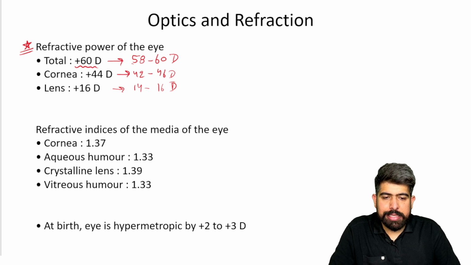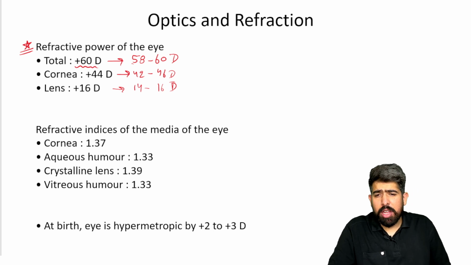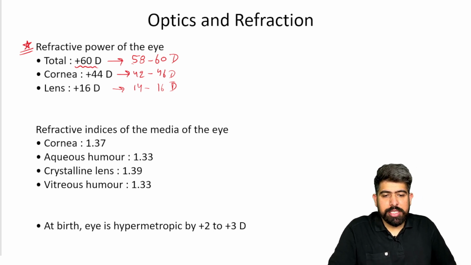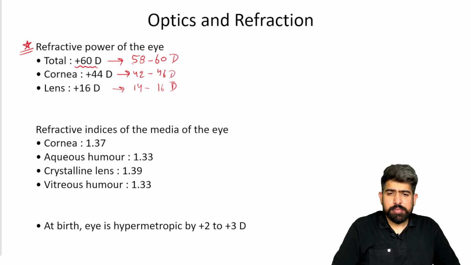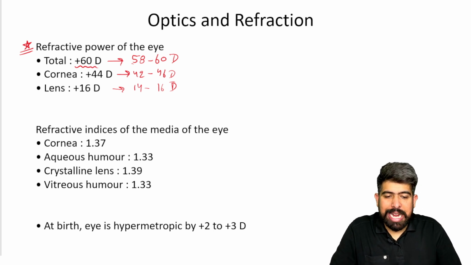So our lens has what? Our lens has 16 diopter. Okay. So these are the important refractive power values which you have to remember, right?